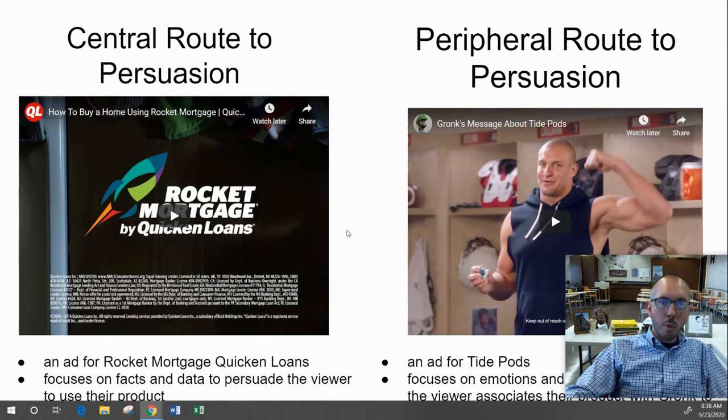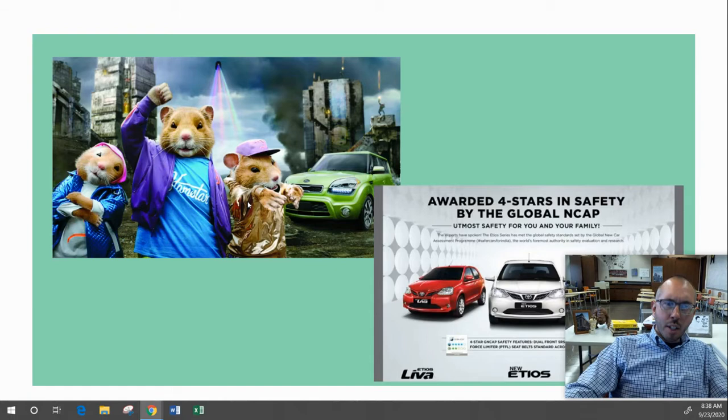Another example, if you've ever seen the Kia six-foot dancing hamster commercial, they don't come with a car, guys. This has nothing to do with the car. It's a peripheral route to persuasion, whereas talking about the safety ratings of a car, now that is a central route to persuasion: facts, figures, data. So those are two ways to change attitudes.